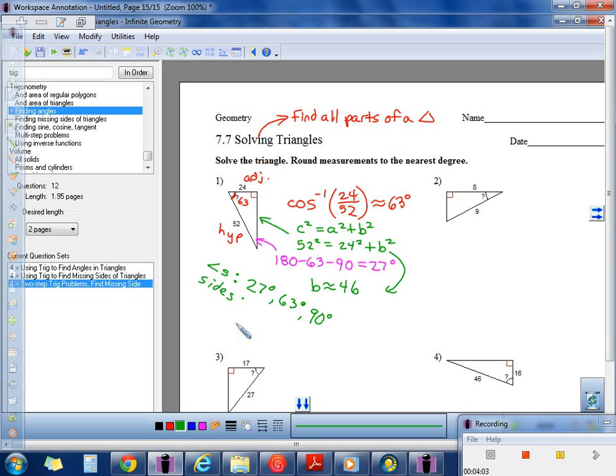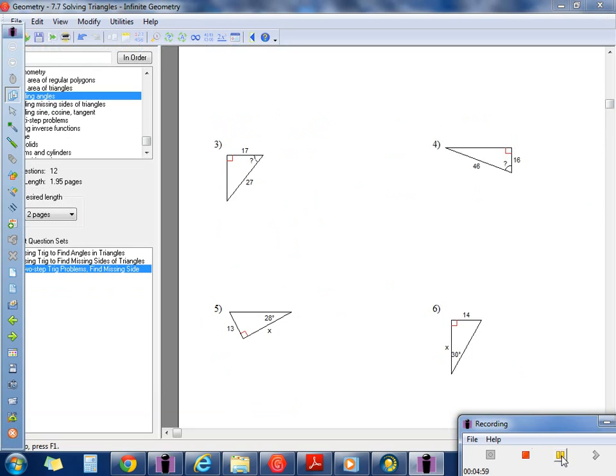And then we'll do our sides, smallest to greatest. 24, 46, 52. There's our little chart with our angles and sides. All right, now we can practice one more. Let's try number 3 this time. Number 3, once again, you know two sides and you're missing an angle.